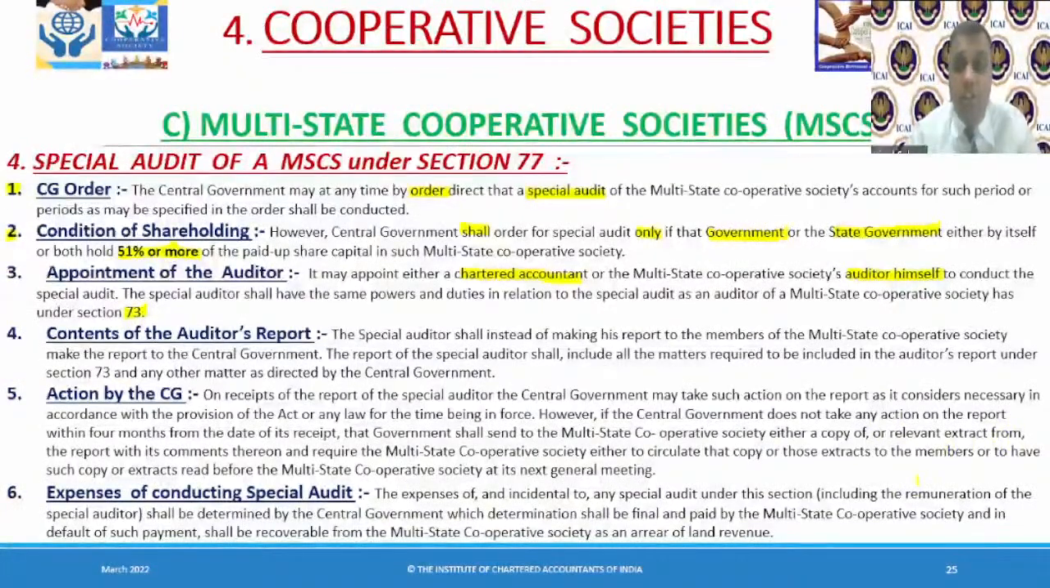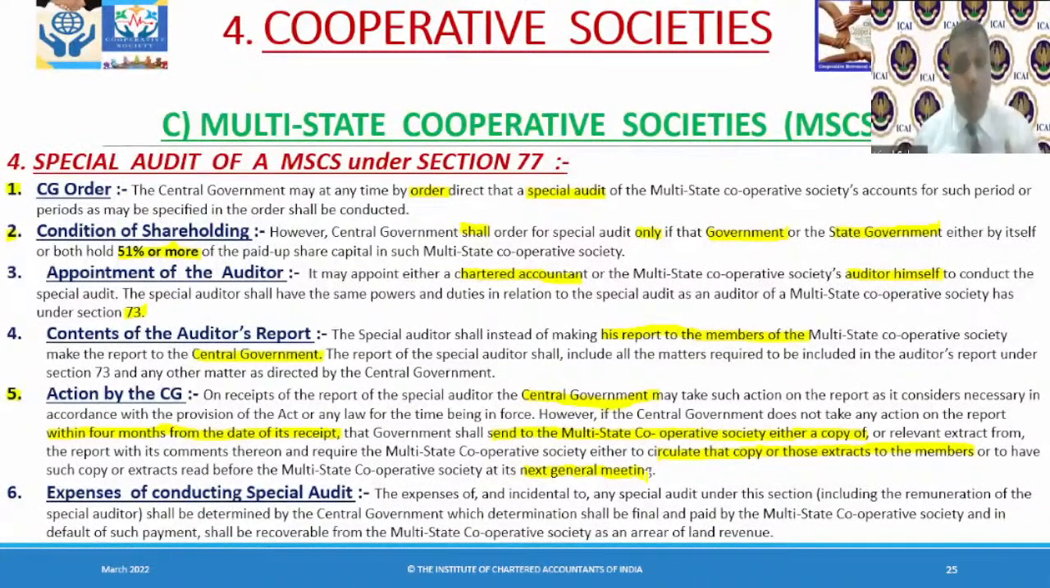Contents of the audit report: the special auditor shall, instead of making his report to the members of the society, make the report to the central government, because it is the central government which is getting the audit conducted. On receipt of this report, the central government may take such action on the basis of the report as it considers necessary. If the central government does not take any action on the report within 4 months from the date of receipt of the report, if it is sitting silent and 4 months have passed, the report shall be sent to the multi-state cooperative society, either its copy or relevant extracts, and the society will be asked to circulate that copy to the members or have it read aloud in its next general meeting.